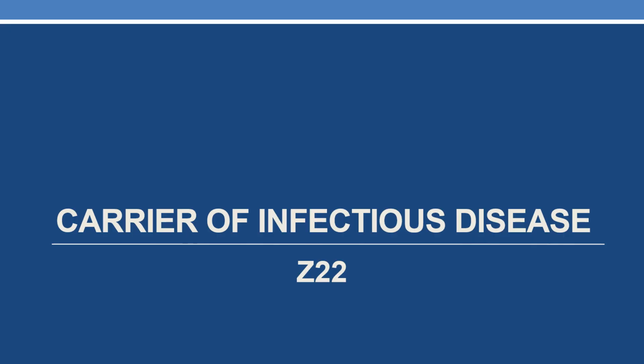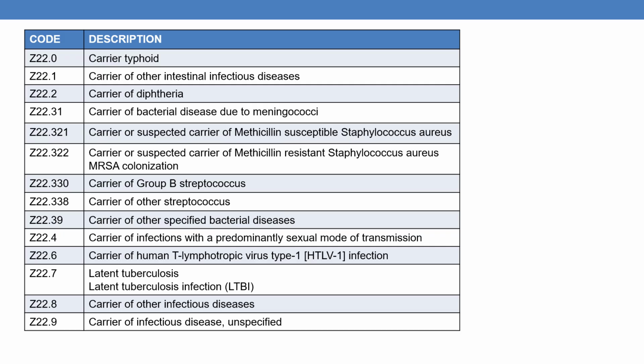The next is carrier of infectious disease, which is given by the Z22 series. Now here is the list of various Z22 codes. The first one is Z22.0. It indicates typhoid carrier. The next is Z22.1, carrier of other intestinal infectious diseases. The next is Z22.2, carrier of diphtheria.